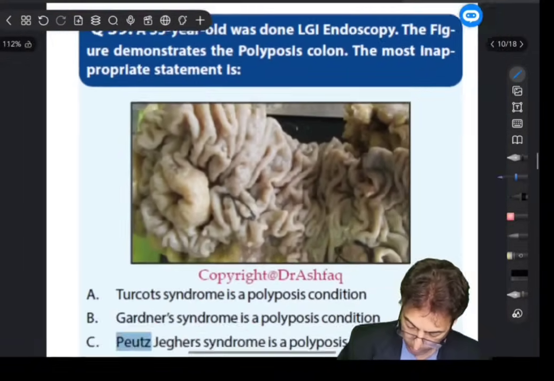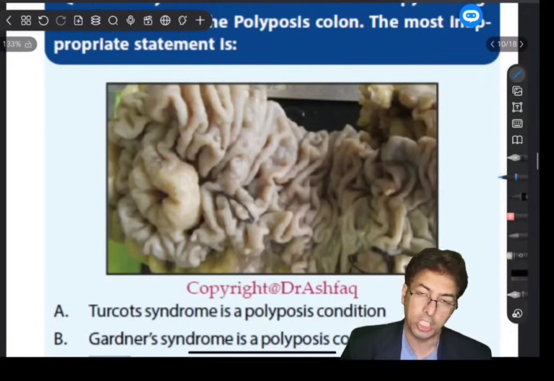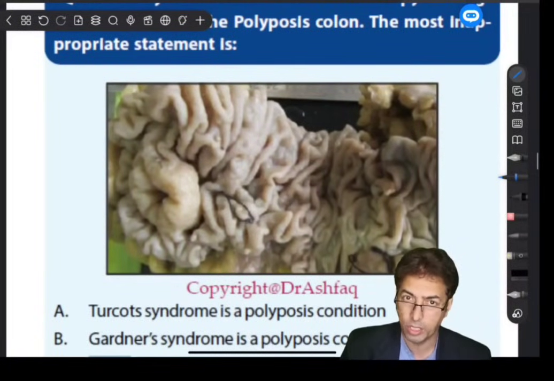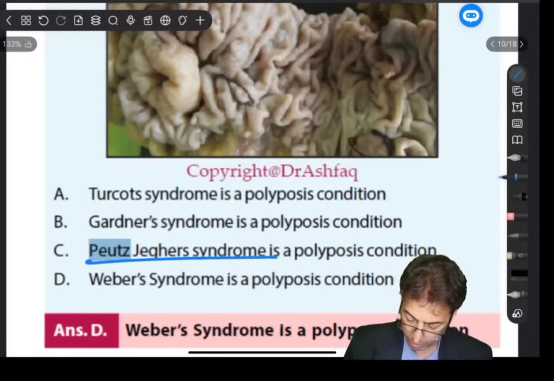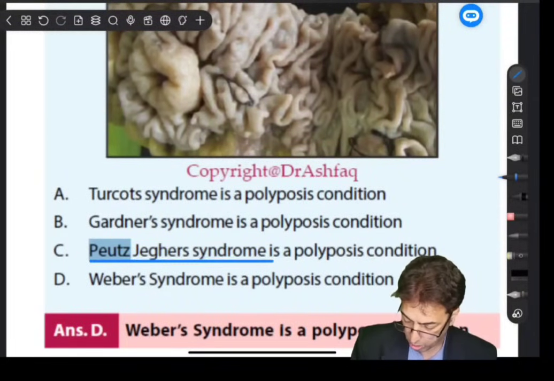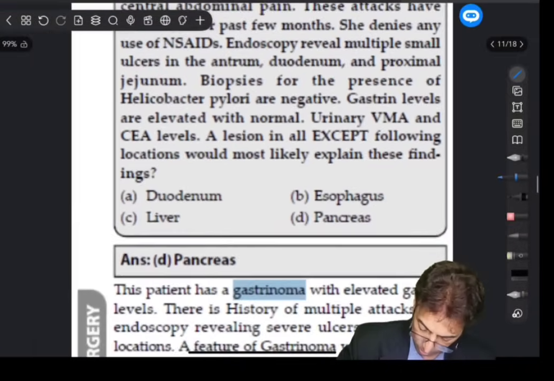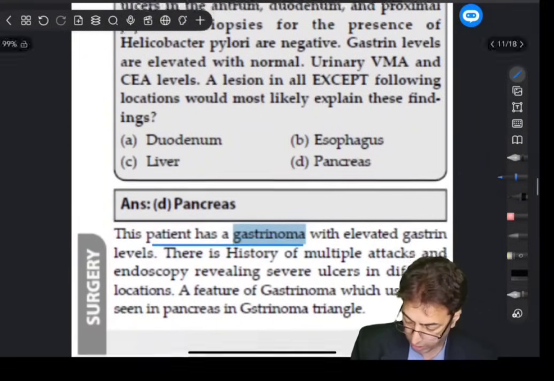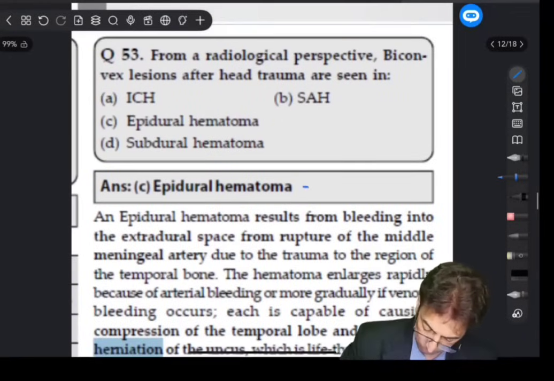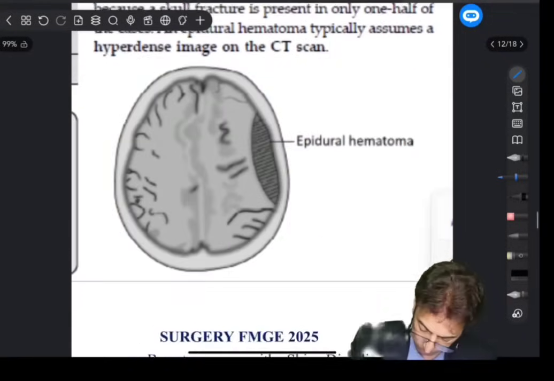Now, in addition to that, you can see this condition. This is the specimen of an operated colon, and you can see multiple polyps in the colon, and something like Peutz-Jeghers syndrome, which I have highlighted over here. Then over here, there is a question I had mentioned, gastrinoma. Then there is something like epidural hematoma.